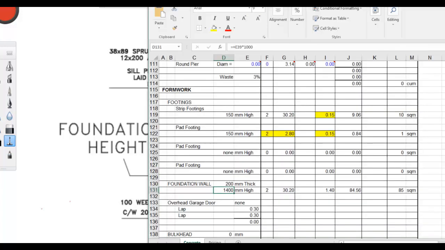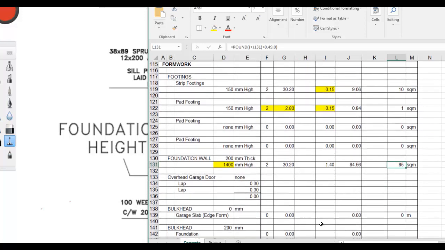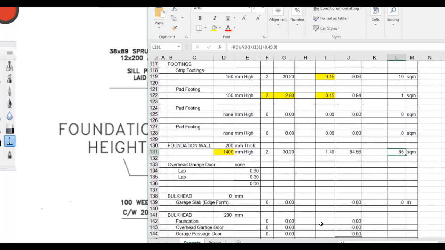So if we go to the Excel sheet, this is the height of the wall footing and two sides, and the length of the center line is 30 point. So 1.4 multiplied by 30 point, you get 84.56 square meter, rounded to 85 square meters. That is for the formwork for the footing.